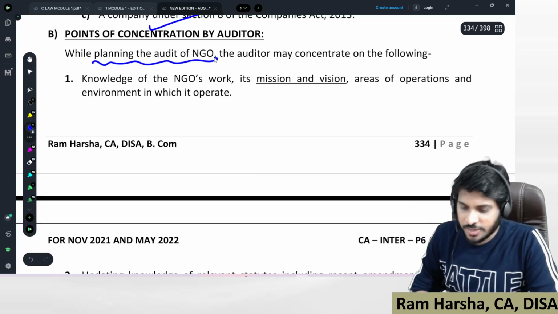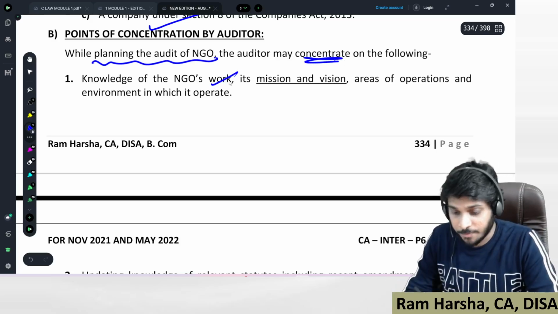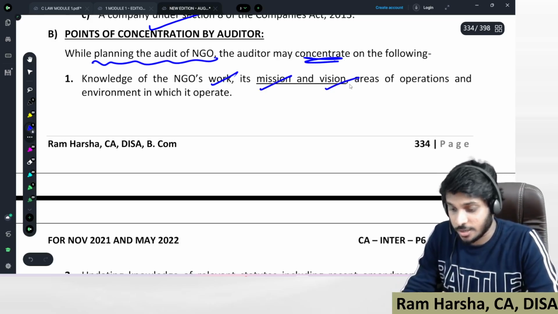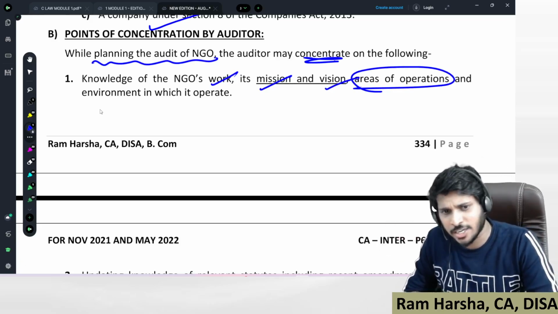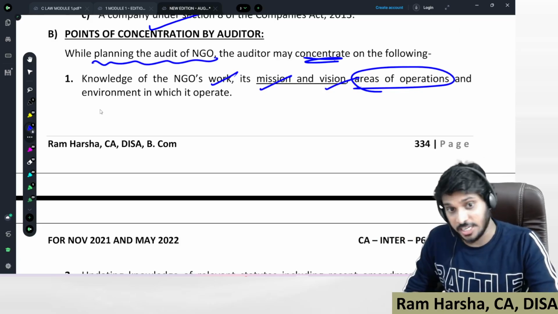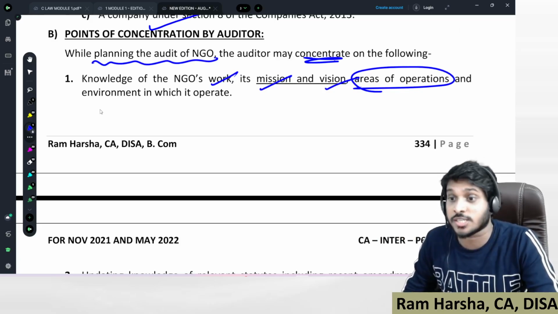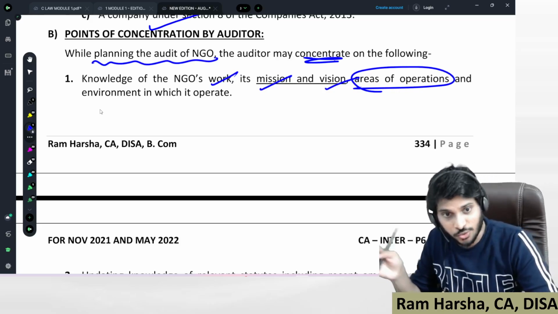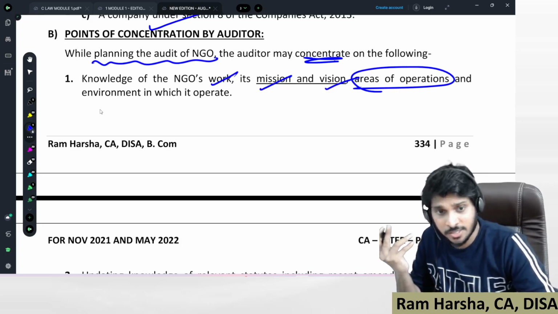While planning the audit of an NGO, the auditor generally looks into the following. What is the NGO's work? What is their mission? What is their vision? What are the areas of operation? Suppose you take Isha, it is not a charitable entity, it's an NGO. I hope many of you would have heard of Isha Foundation, which is there in Coimbatore, Sadhguru. You just type Sadhguru in YouTube, you'll understand Isha Foundation and all that. Isha Foundation is an NGO.